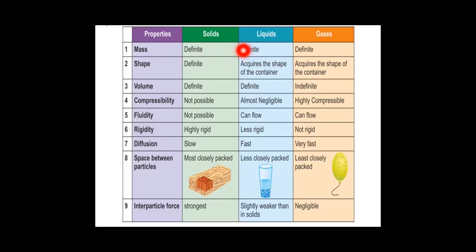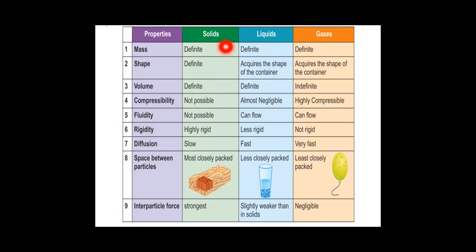Properties of solids, liquids and gases. Mass: solids have definite mass, liquids have definite mass, gases have definite mass. Shape: solids have definite shape. Liquids and gases occupy the shape of the container. Volume: solids and liquids have definite volume, gases have indefinite volume.